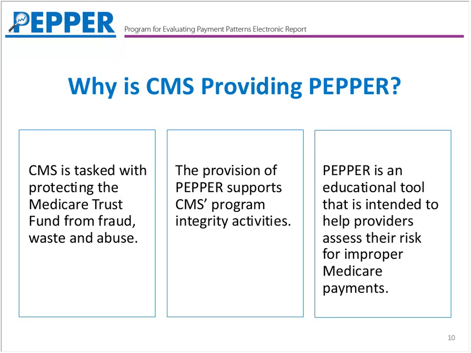CMS considers the PEPPER to be an educational tool that can help providers identify where they might be at a higher risk for improper payment, so they can then proactively monitor and take preventive measures if necessary. I might also mention that the Office of Inspector General, or OIG, encourages healthcare providers to establish a compliance program to ensure that systems are in place to help protect their operations from fraud and abuse. And as part of a compliance program, a provider should conduct regular audits to ensure that charges for Medicare services are correctly documented and billed, and that those services are reasonable and necessary. So the PEPPER can support that goal.